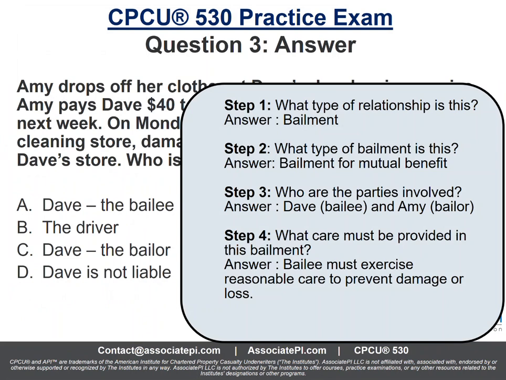He's holding the property of Amy on behalf of Amy, but it benefits both parties. Dave is paid. He makes a profit from it. He benefits. Amy benefits. She gets a service. Her clothes are dry cleaned. So it's a bailment for the mutual benefit of both parties.